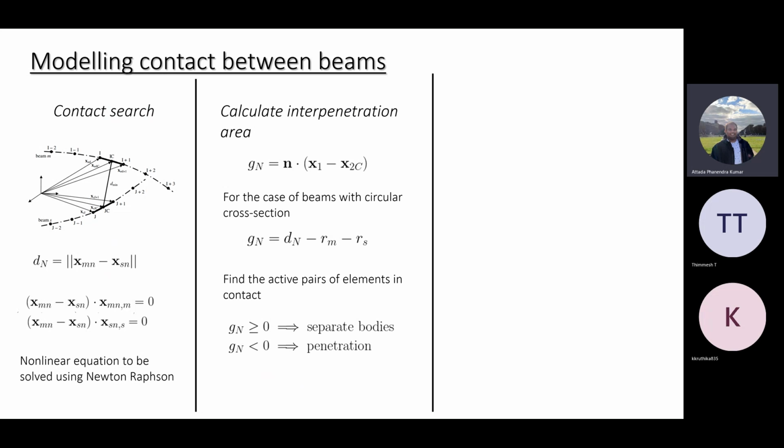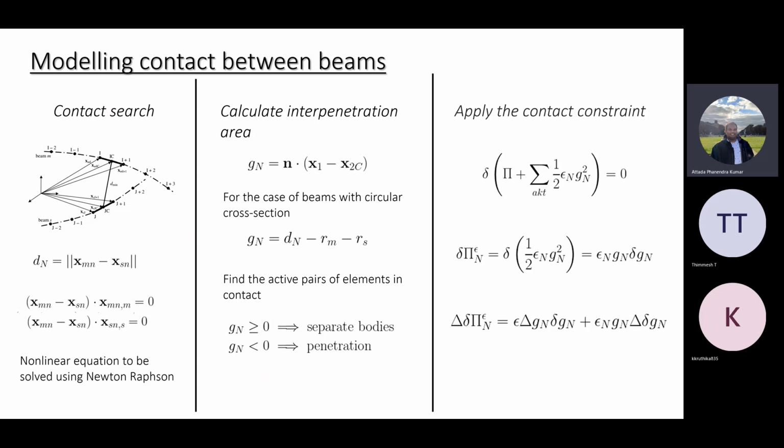Now, after finding out the places where there is contact, we have to impose a contact constraint, wherein we calculate the gap function. If the gap function is less than 0, there is penetration, and then we have to include it in the calculation of nonlinear FEM. And if the gap function is greater than or equal to 0, they're separate bodies, and we can go ahead. So for a simple circular beam, the gap function is the distance between the center lines minus the radius. If you're not considering any cross-sectional warping, this is the simplest approach.